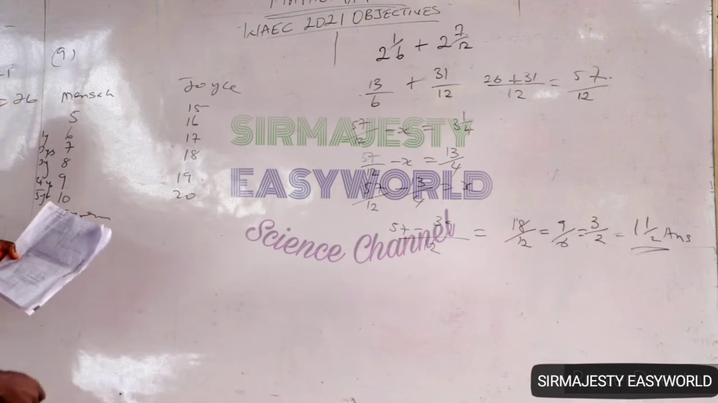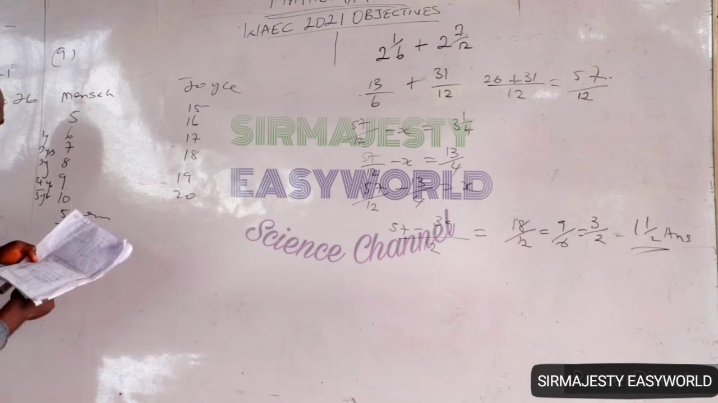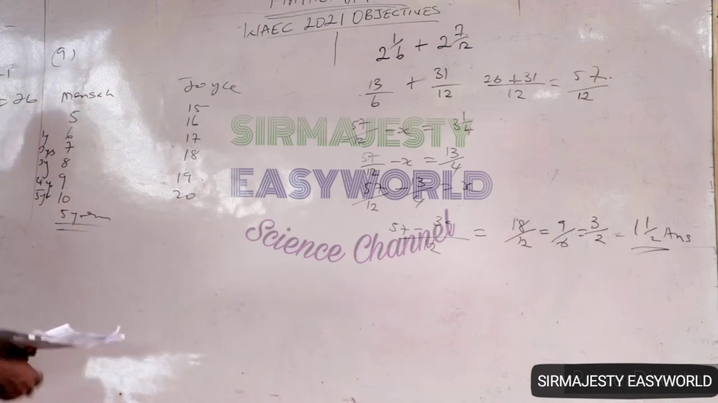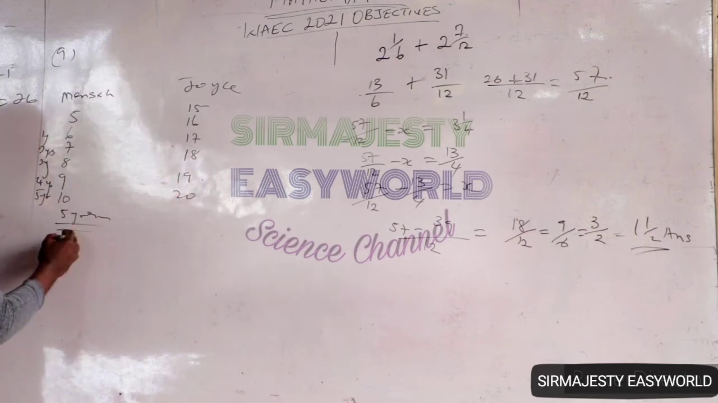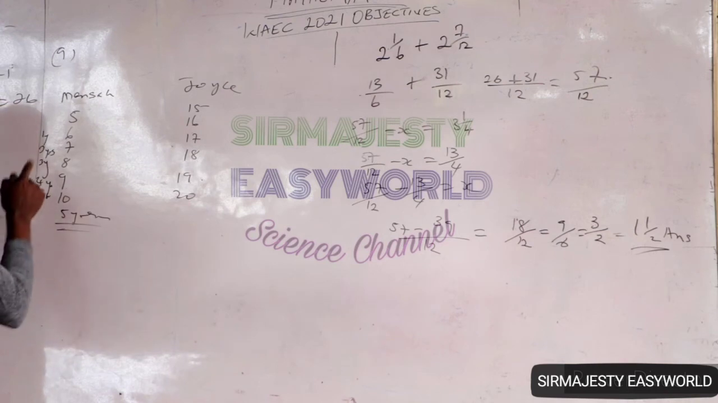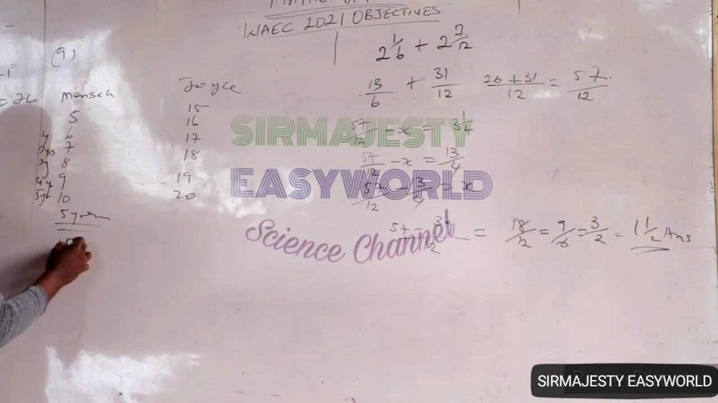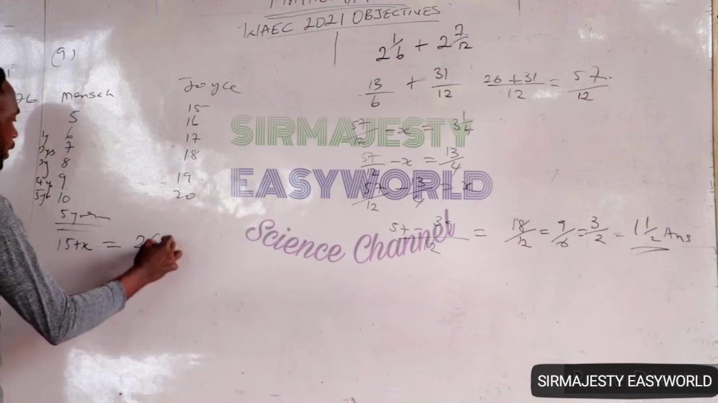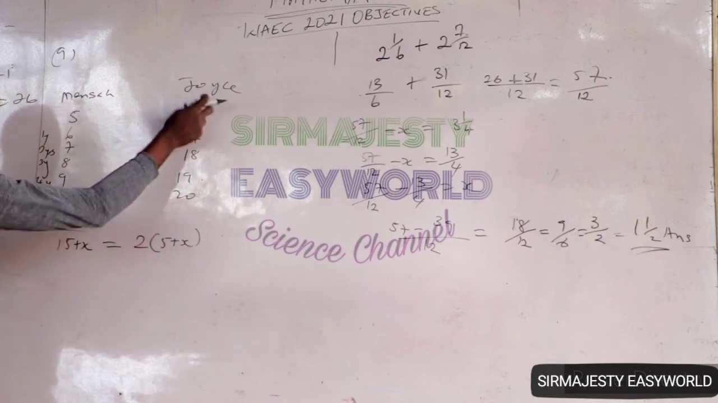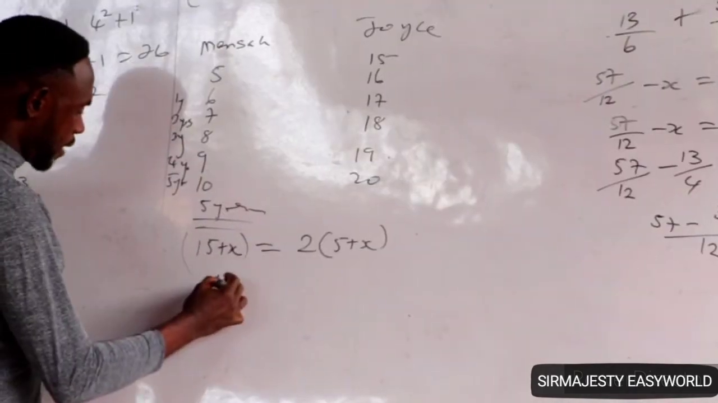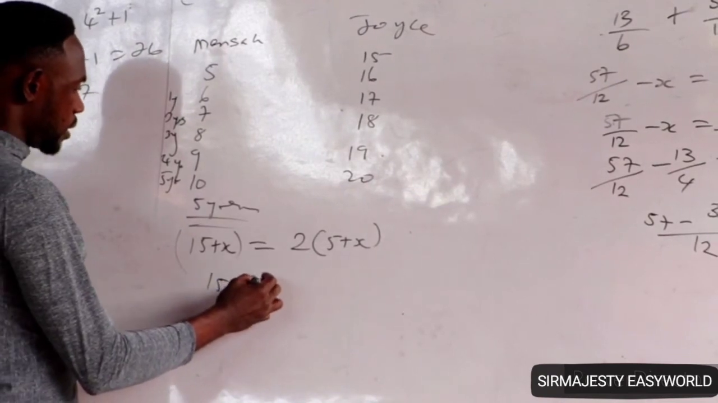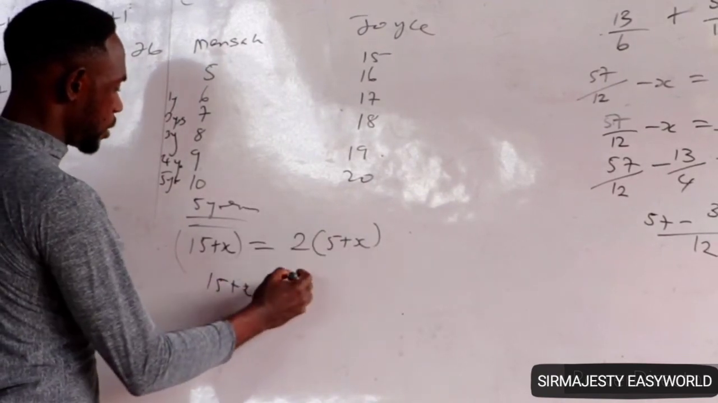Yes, in 5 years, Joyce will be twice as old as Mensa. Or let us now call the number of years X. It means that if X is the unknown number of years, then 15 plus X is equal to 2 brackets 5 plus X, because this is Joyce's age. So mathematically, we have that 15 plus X should now be equal to 2 times, this is 10.